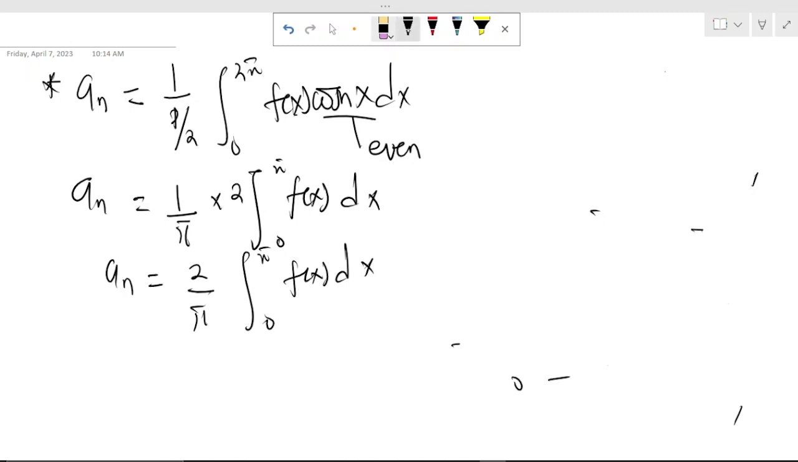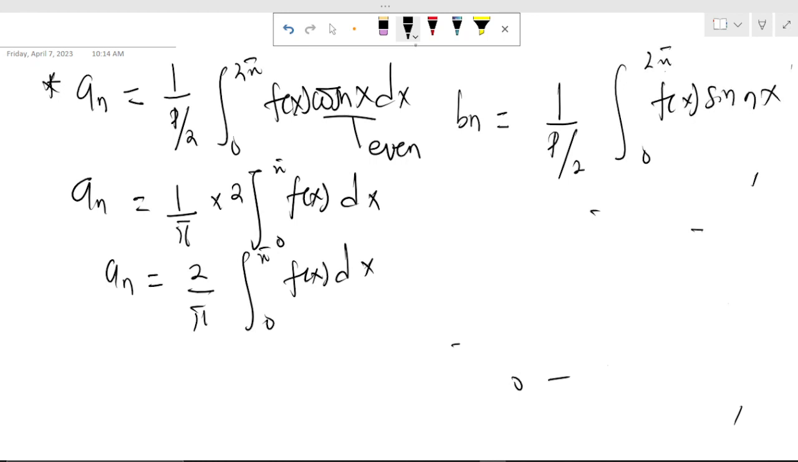And lastly, our bn. Our bn is usually 1 over the period over 2, going from 0 to 2 pi, f of x sine nx dx. Now, sine x is not an even function. Let me show you why.